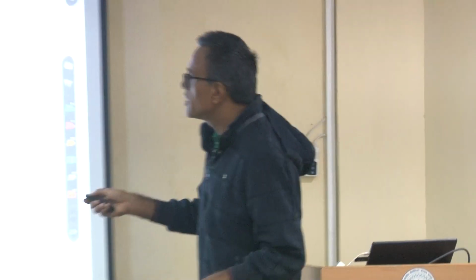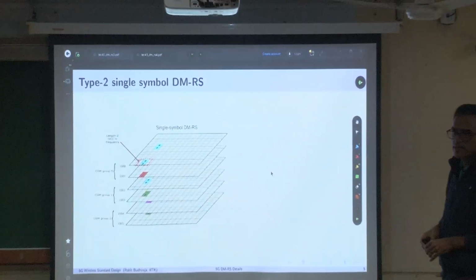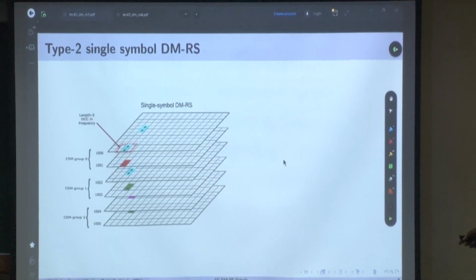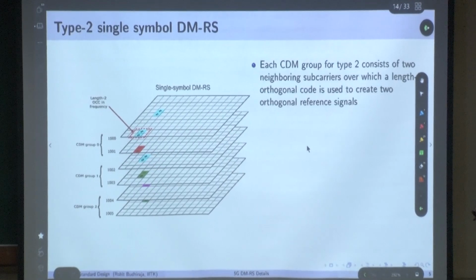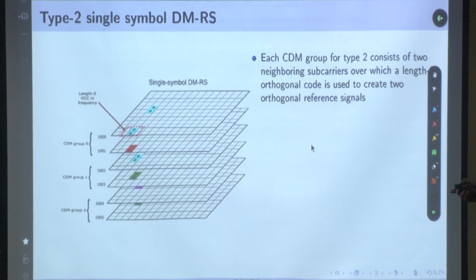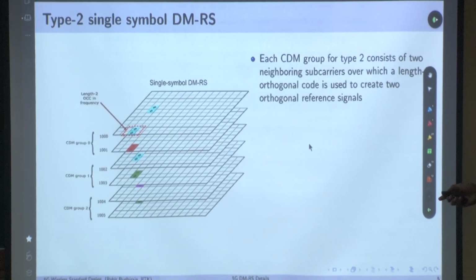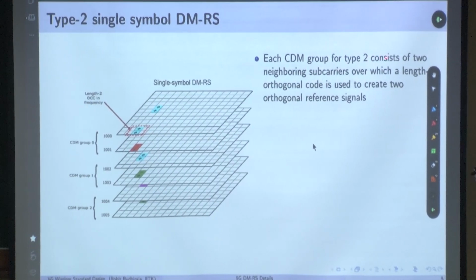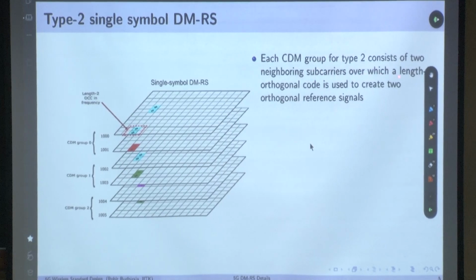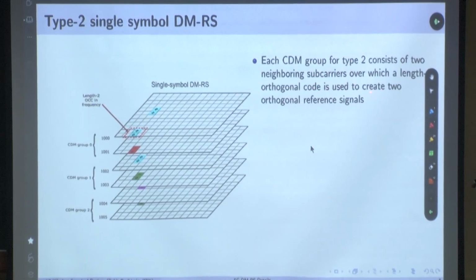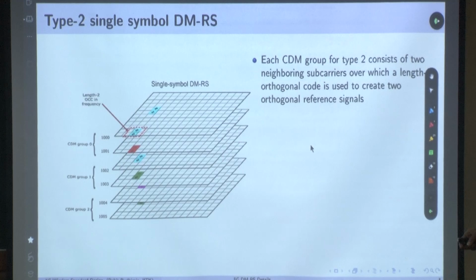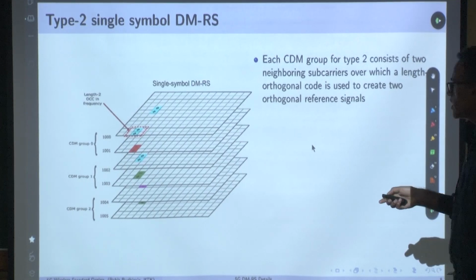So what is this? This is type 2 single symbol DMRS. What is happening here? Let's read through this. What are we saying here? First thing is, each CDM group for type 2 consists of 2 neighboring subcarriers over which a length 2 orthogonal code is used to create 2 orthogonal reference signals. How is it defined?